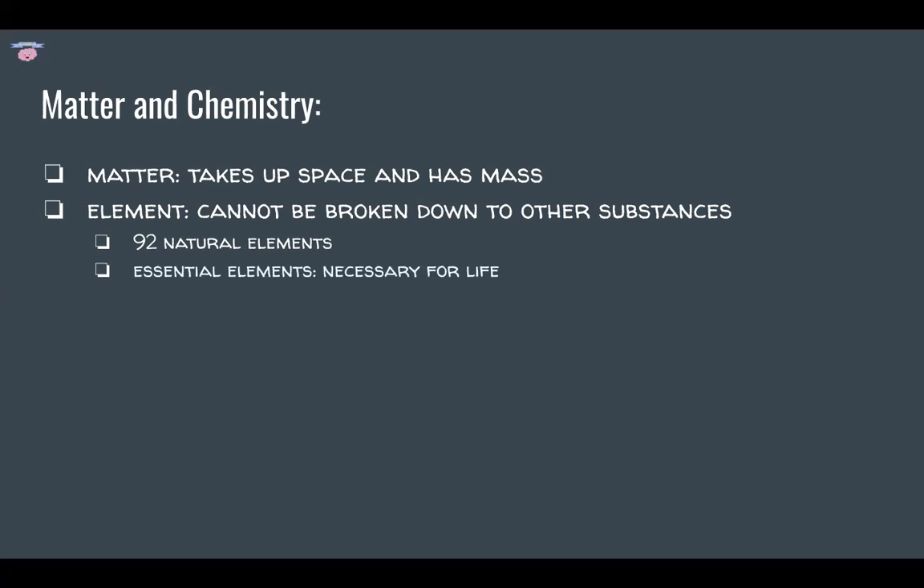And there are 92 natural elements, but there are 108 total elements. Some of them are synthesized by humans. The essential elements are necessary for life. So an example of an element is hydrogen. That's probably the most common one. Hydrogen, oxygen, carbon, helium. These are the most common elements. There's nitrogen, chlorine. Carbon is one of the most essential elements, as you'll see in our next video. Trace elements are required by organisms, but in small quantities, like sulfur.